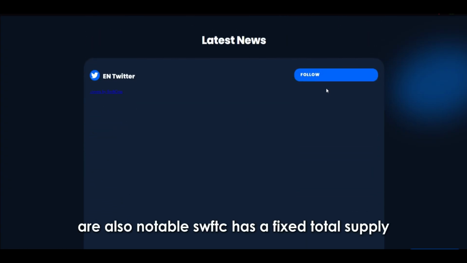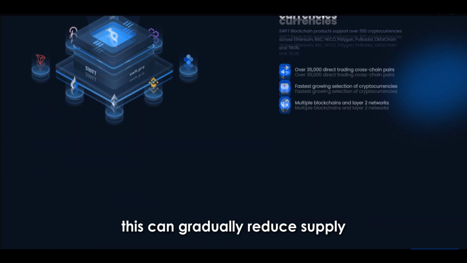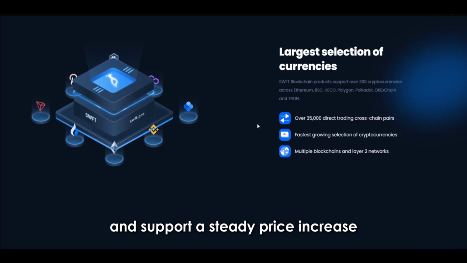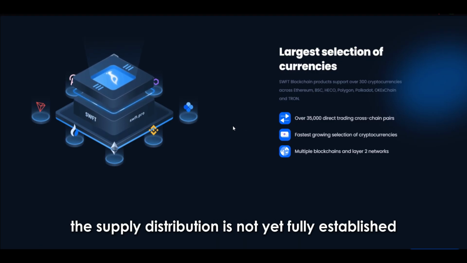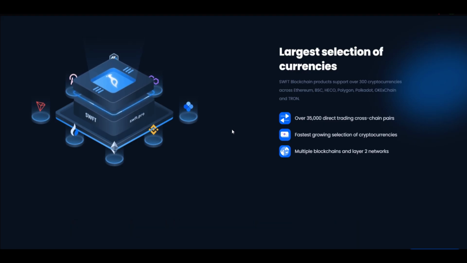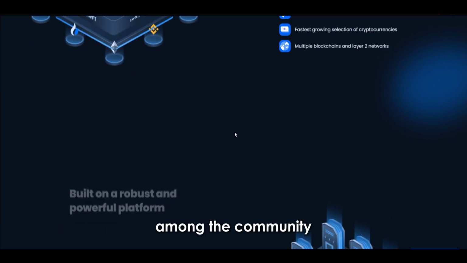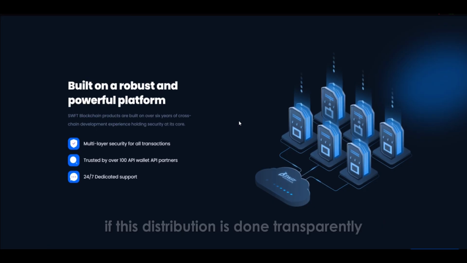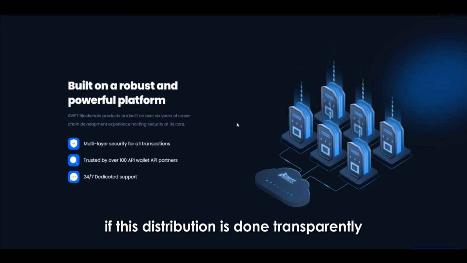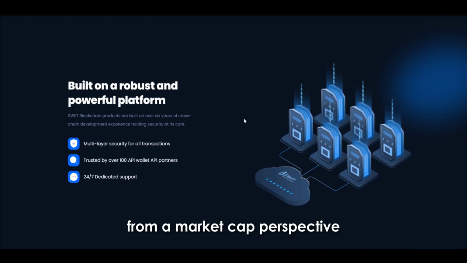From a tokenomics perspective, the differences between these two coins are also notable. SwftC has a fixed total supply and regular token burns are conducted. This can gradually reduce supply and support a steady price increase. On the Zbcn side, the supply distribution is not yet fully established. It is observed that a large portion of the supply will be distributed among the community, liquidity, exchange listings, and the development team. If this distribution is done transparently and in a planned manner, it could increase the confidence of long-term investors.